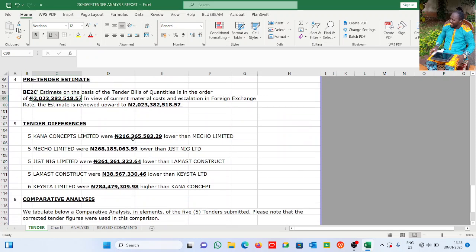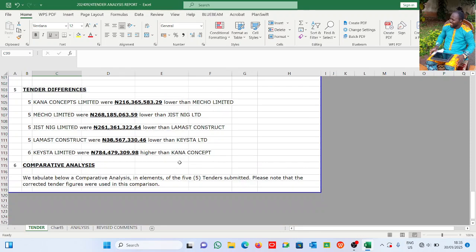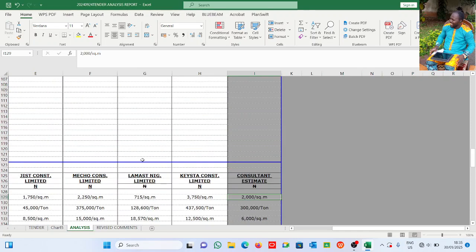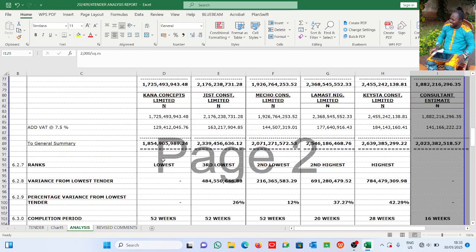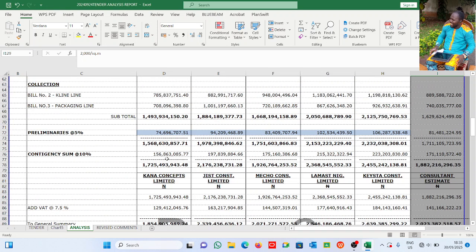Kana Concept was this much lower than MECO, was this much lower than GIST, in that order, right? Just to give the client an overview of the kind of differences each tender has from the other. All right, now from a comparative analysis, which is what we have here, this report is made. Now you can see it may just take time, especially when you're doing an arithmetic check, but however the other processes are very simple.